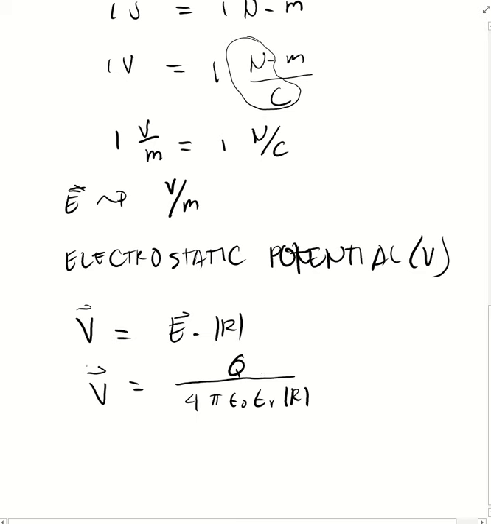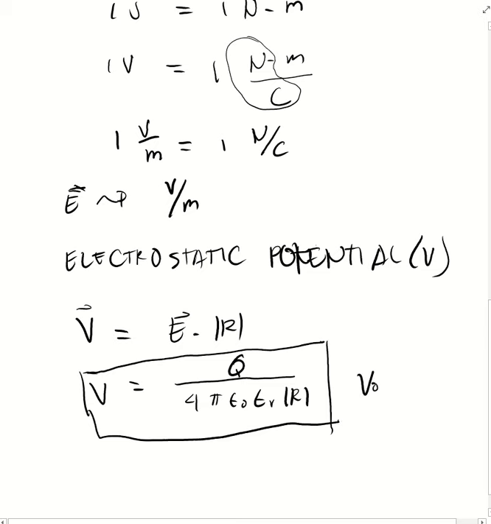So mostly for a voltage, we only need to know the magnitude. So if I remove the direction of that one, then this will be our value for the magnitude of the electrostatic potential. And the unit here will be in volts. Volt. 1 volt. So that's electrostatic potential.